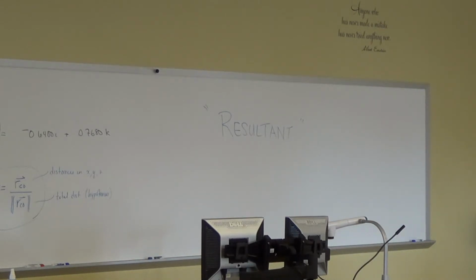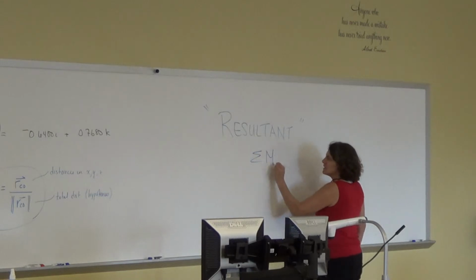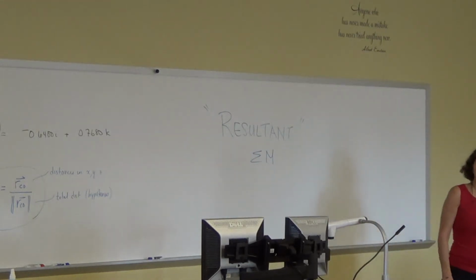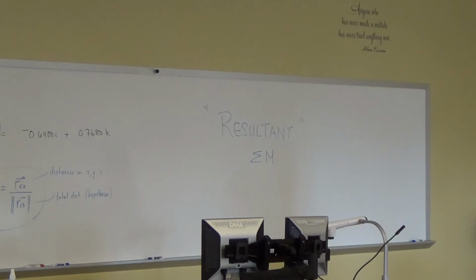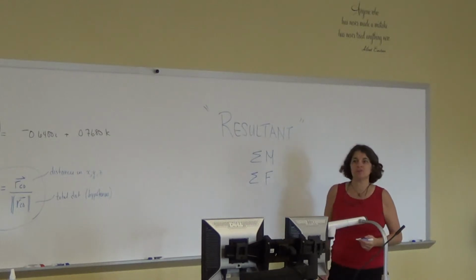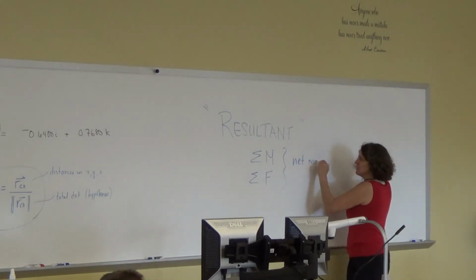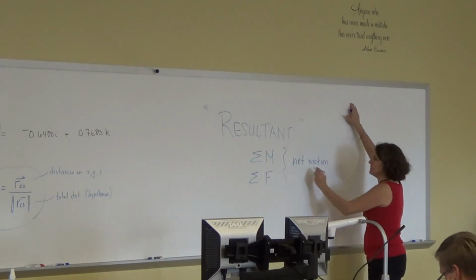Okay, we're up to Mark. So Mark, what did you and your partner decide is resultant? We decided that it would be the sum of the moments. Okay, so sum of the moments. Anything else? Is there something else too? And I heard somebody say, Peter? It's also been the sum of the forces. So what is it? It's really the net motion. A resultant is a net motion.